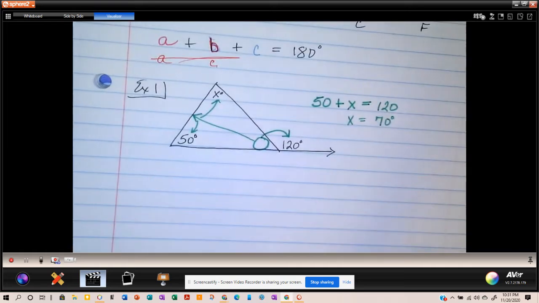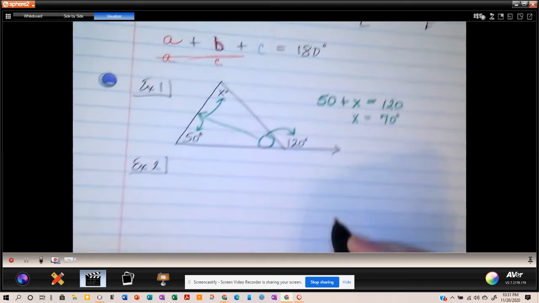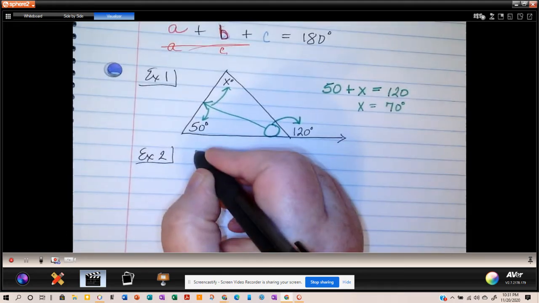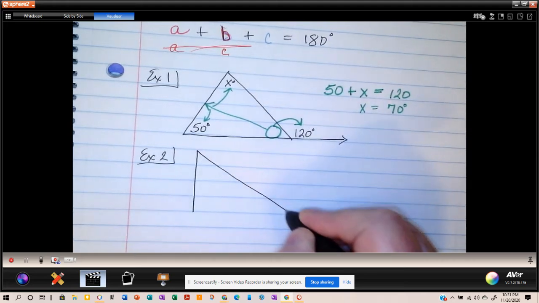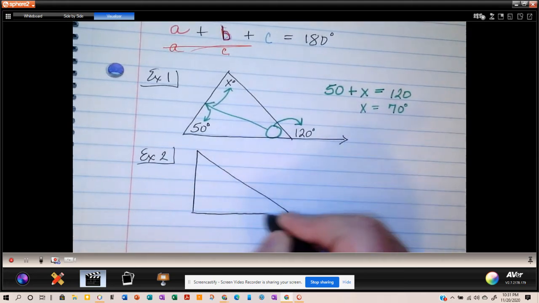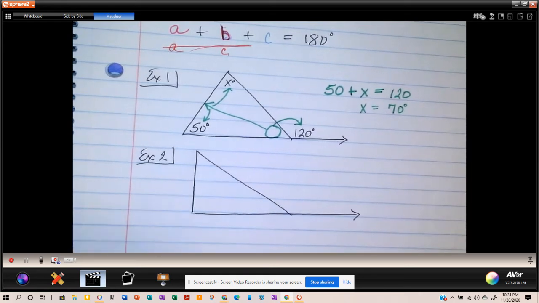Okay. Example 2. I have a right triangle. And it extends out to the right. And it's got a ray. Here's my right angle.